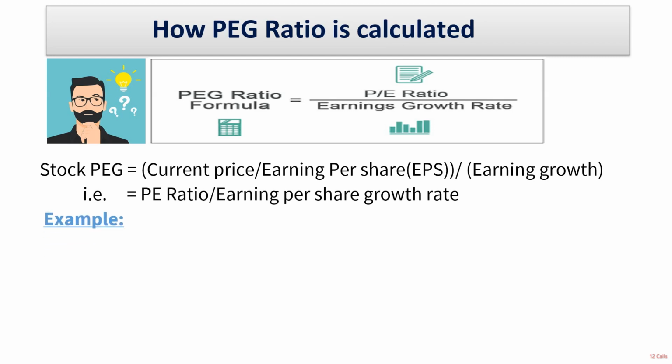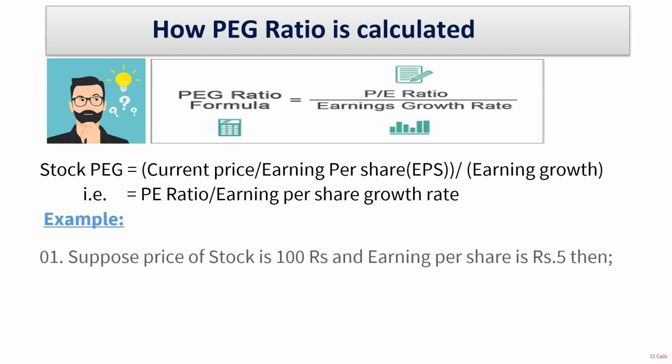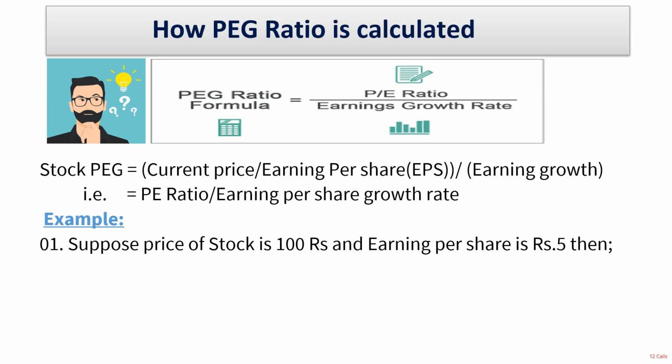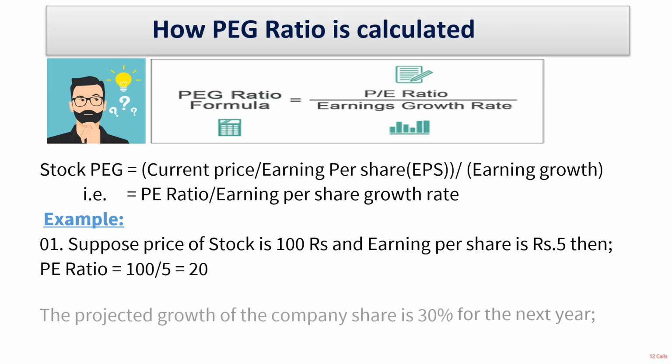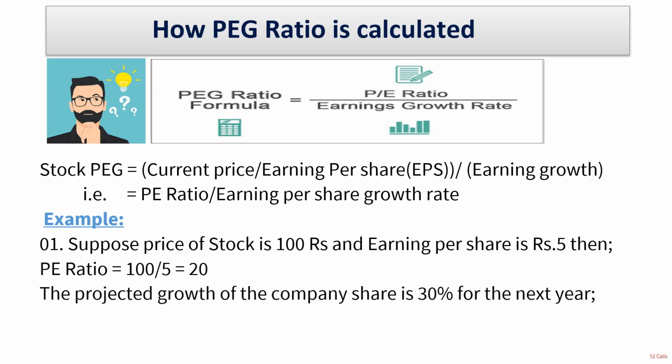So let's understand with the help of an example. Let's consider stock price is 100 rupees and earning per share is 5 rupees. So the P by E ratio will be 100 divided by 5, which is 20. Now let's consider the projected growth of the company's share is 30% for the next year. So PEG ratio will be 20 divided by 30, which is 0.667.